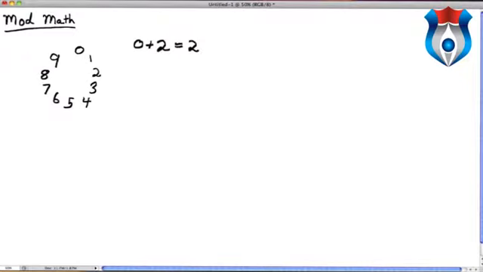And similarly for any addition. So for example, 4 plus 4 is 4 plus 1, 2, 3, 4, which is 8. So far it's the same as regular addition. Where things get interesting is where we have to wrap around the circle a little bit. If we do 6 plus 6, we get 6 plus 1, 2, 3, 4, 5, 6, and we get 2. This is what we get when we're working in mod 10.